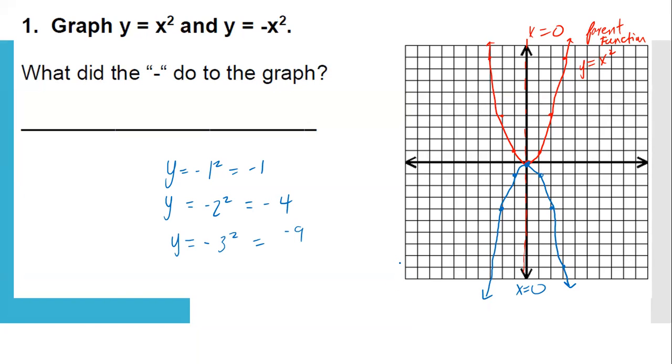So what happened to my graph when the negative was placed in front? It caused it to concave down, right? So that's a reflection over what axis? Over the x-axis. So if I put a negative in front of the function, if my a is negative, it's going to cause it to reflect over the x-axis. Cool?